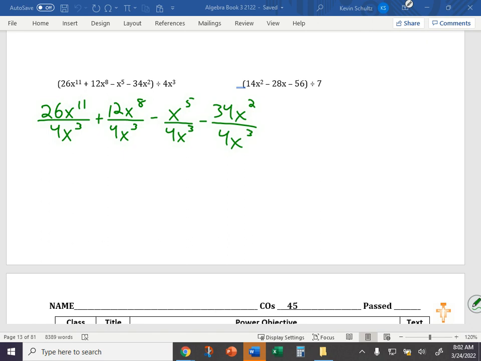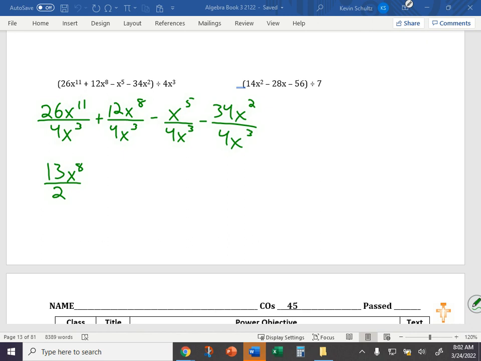So, looking at our first term here, 26x to the 11th divided by 4x cubed. Our coefficients, 26 fourths. What does that simplify to be? 13 over 2. And how many x's and where are they? 8, up top, right? 11 minus 3, we have 8 more up there to start with, so we'll have 8 more to end with.